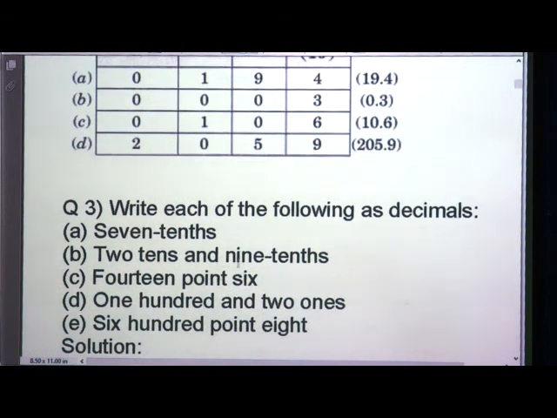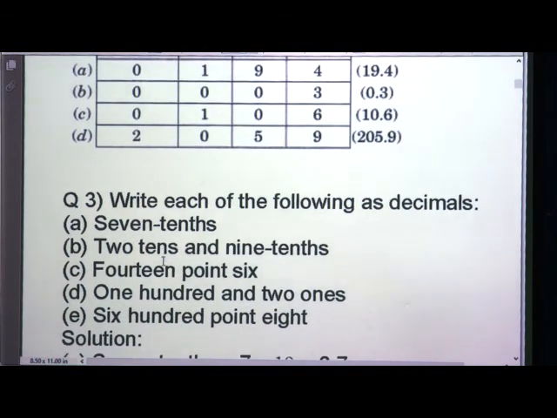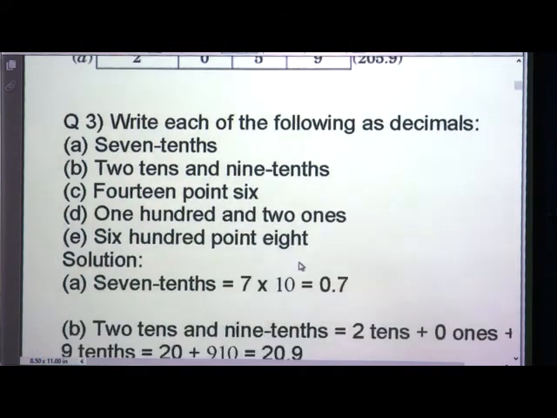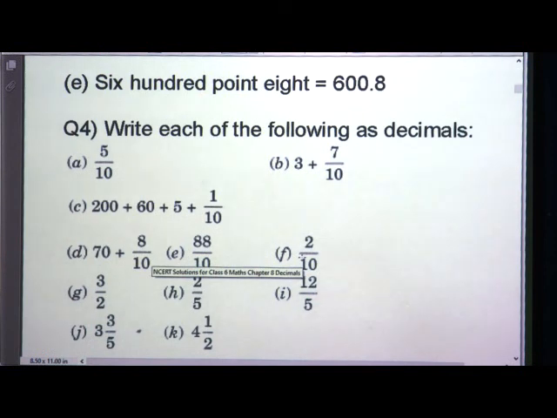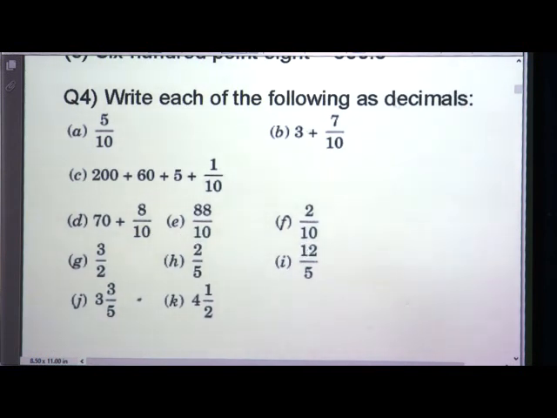Okay. Next, 2 tens and 9 tenths. 2 tens means 20, and 9 tenths means 9 by 10, that is nothing but 0.9. So 20 plus 0.9 is 20.9. So in this way the following decimals are given, we need to write only the points.